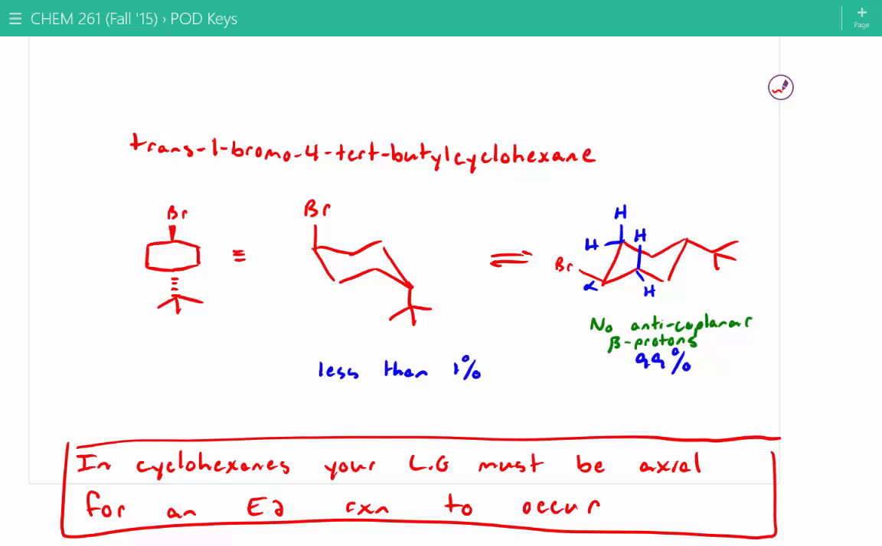In the Klein textbook, he briefly touches upon this and says that it needs to be axial, but he doesn't really go into much detail about why. The root reason is that you have to have a beta proton that's anticoplanar. So what caused the compound to change its conformation? A chair flip? Yeah, so what's the reason?